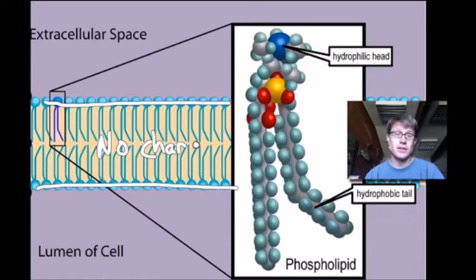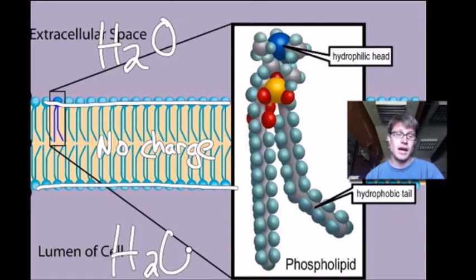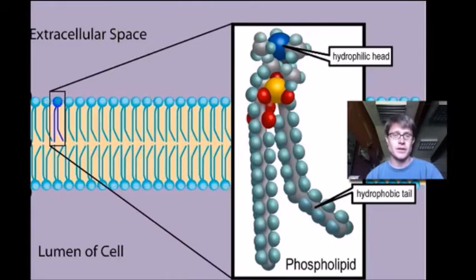All the tails will face the inside. Well, things like water, which is polar, is going to be on the outside of the cell and on the inside of the cell. And it's going to be attracted to that membrane, but it's not going to be able to move through the middle. And the reason why is that there's no charge. It's non-polar on the inside.